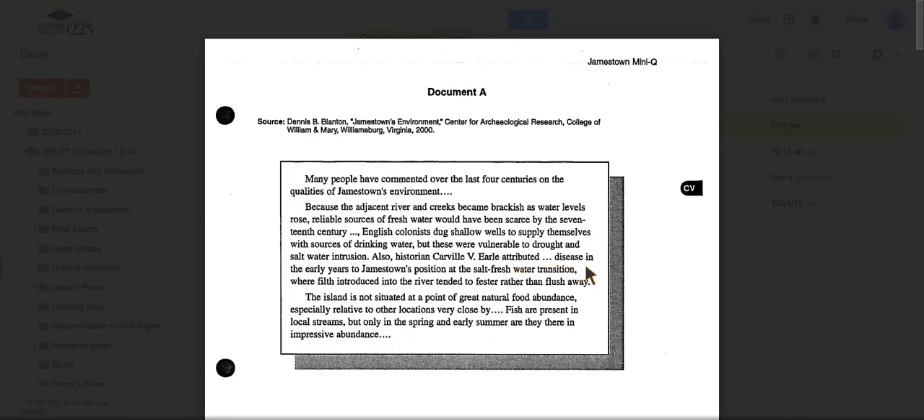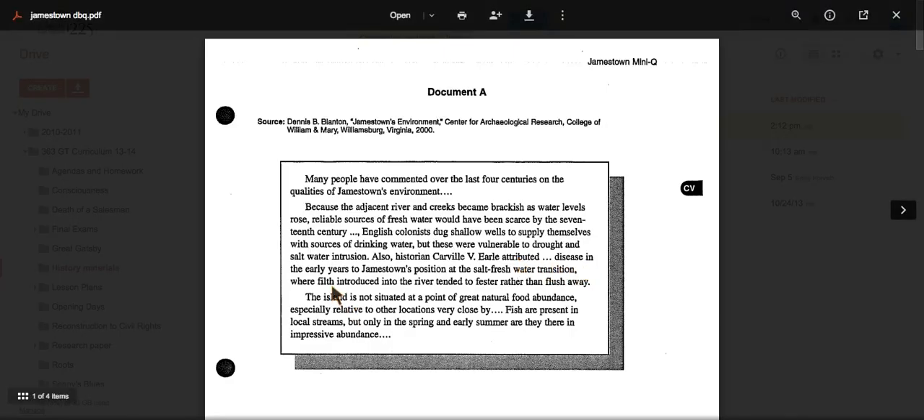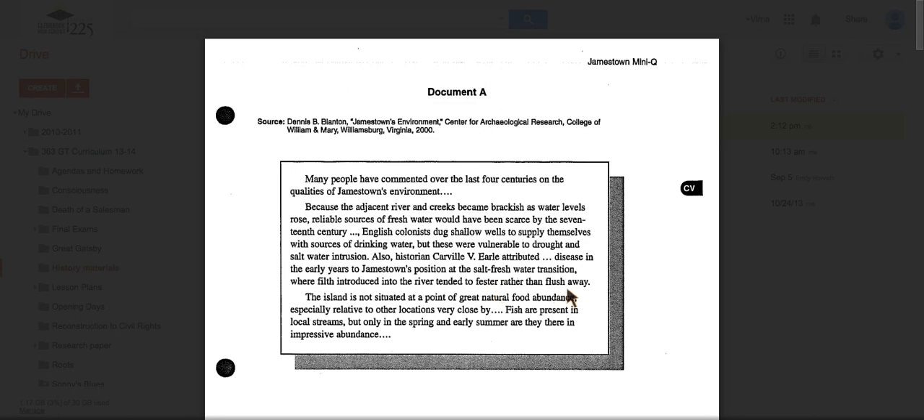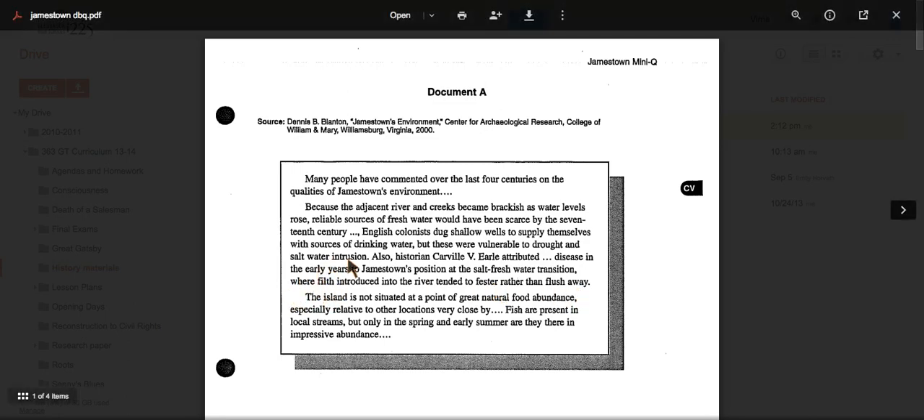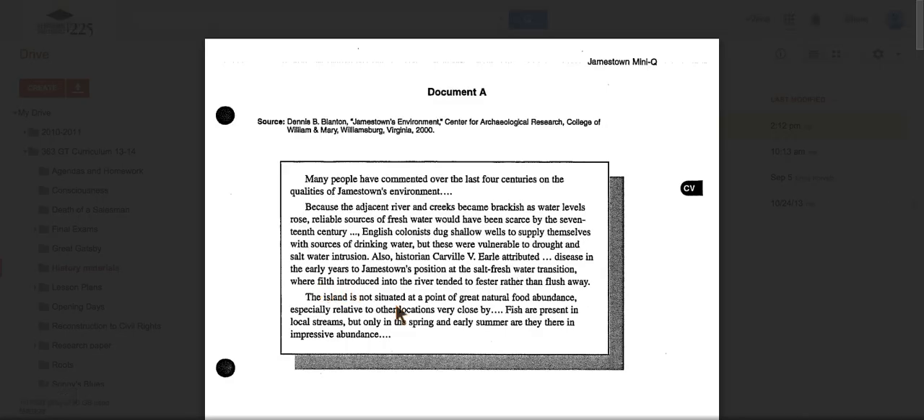Then we have historian Carville V. Earle saying that there was disease in the early years because of Jamestown's position at a salt-fresh water transition where the river tended to fester rather than flush away. That would mean there would be waste, colonists' wastes in the water that they were drinking. Might that help me answer the question of why so many colonists died?